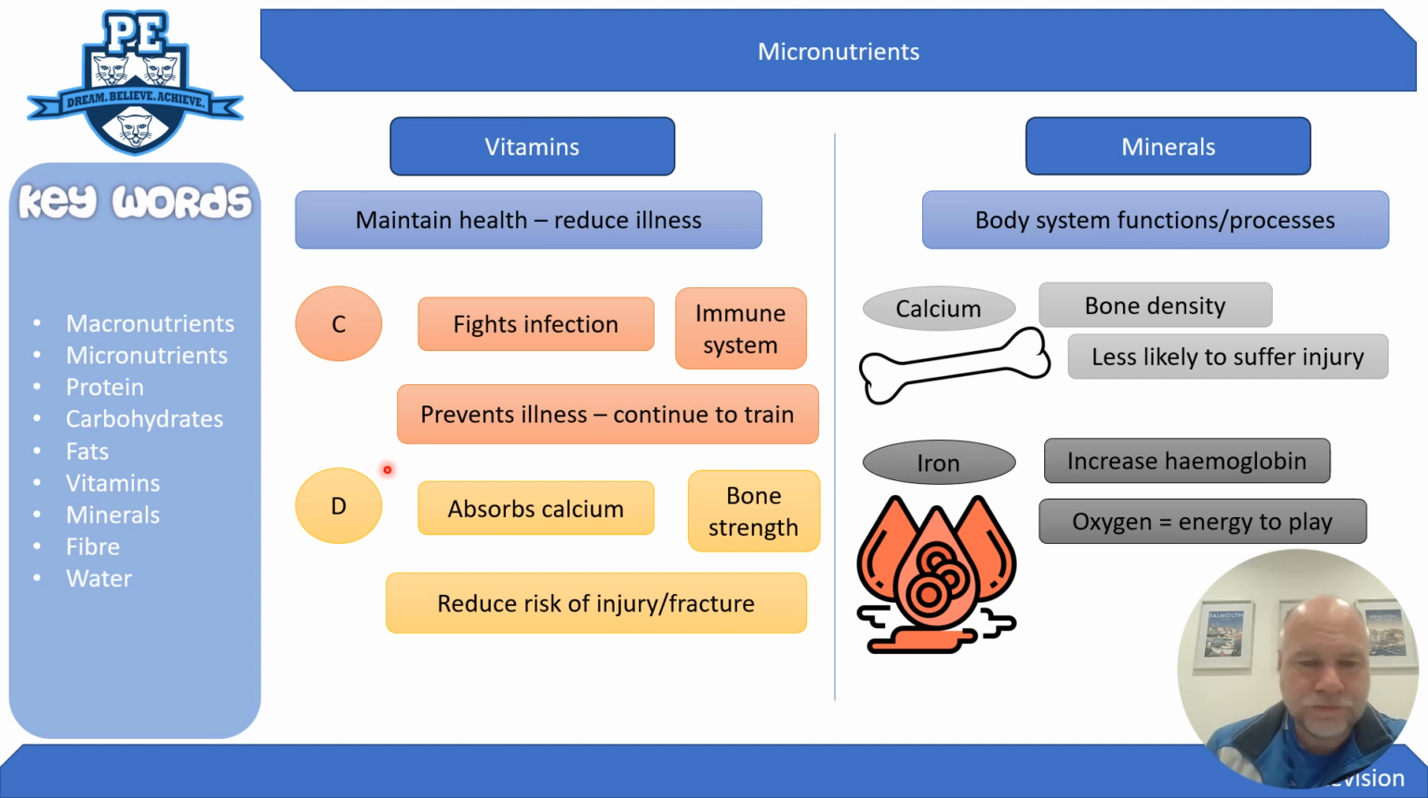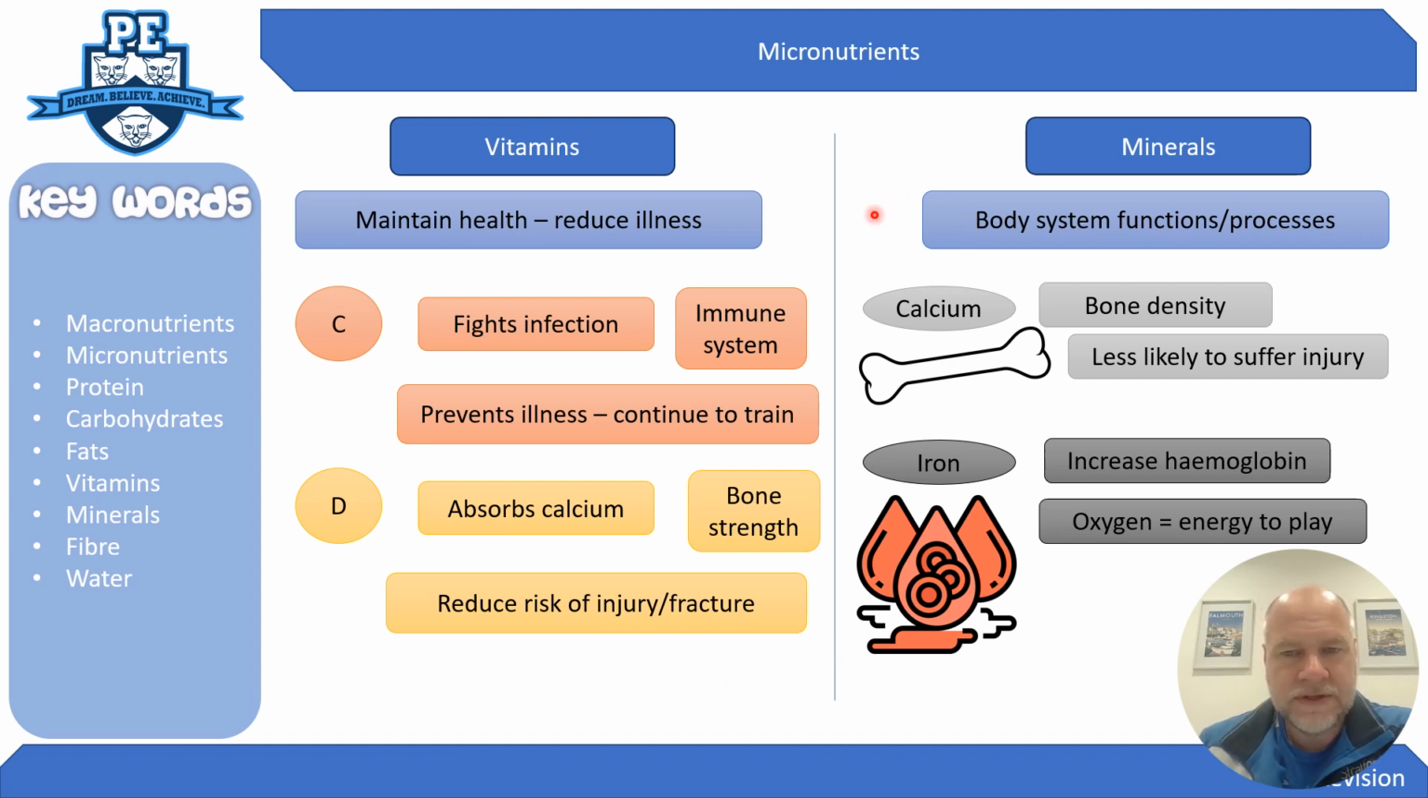Vitamin D is something that helps us absorb calcium, and calcium is important for our bones. So if we're able to absorb calcium, then we can increase our bone strength, and then the application of that is that we can prevent injuries. So we're able to train longer and harder without the risk of injuries.